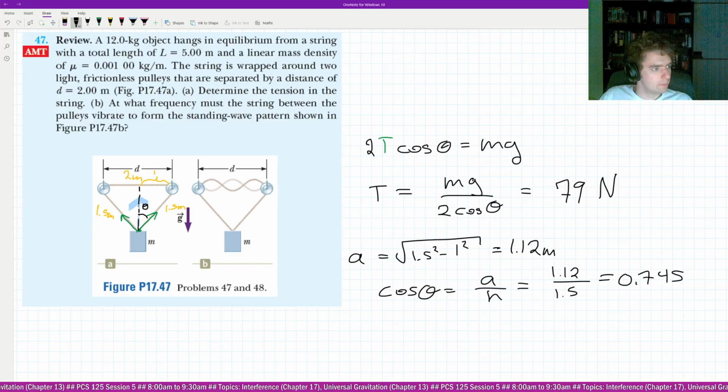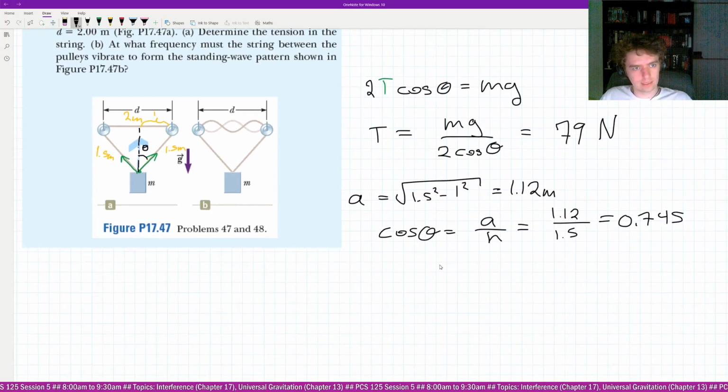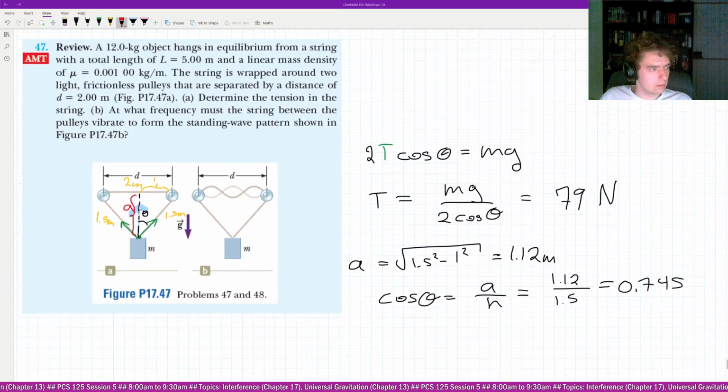Where's the 1.12 from? 1.12? That's this A, this length A here. Oh, okay, that's the length A there, just using Pythagoras theorem. Right. I can't really find the answer, which is annoying.